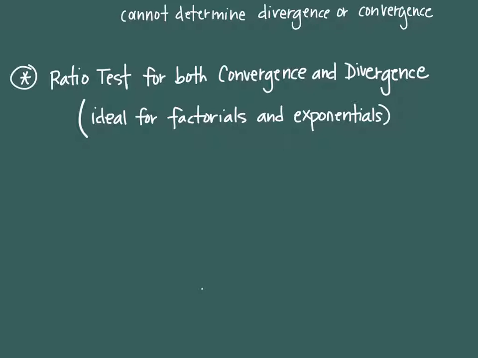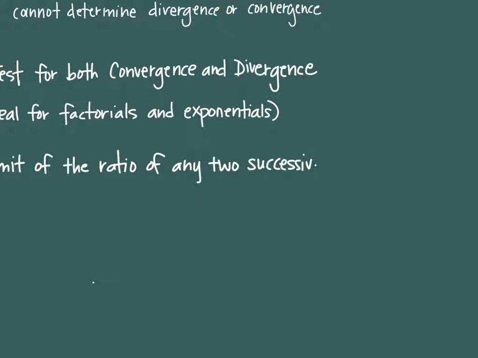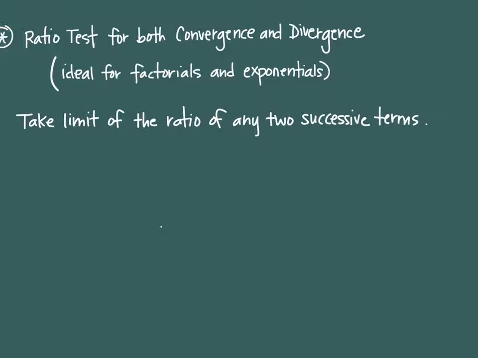Okay, to do this one, you take the limit of the ratio of any two successive terms in a row. So you're going to pick an arbitrary term. So if I say go to the kth term, then what term would be the successive term that comes after it? The k plus 1. Okay, you want to find the ratio of those two things. And the second one always goes on top.